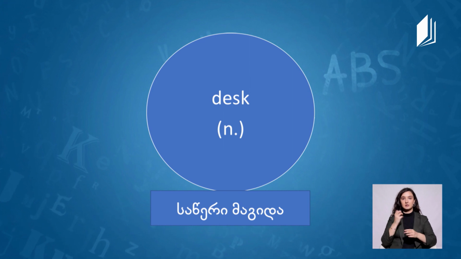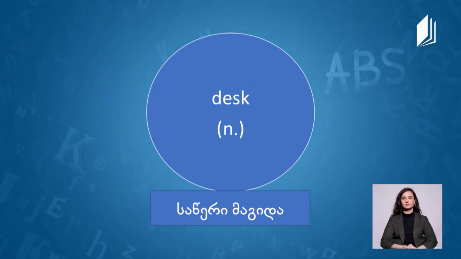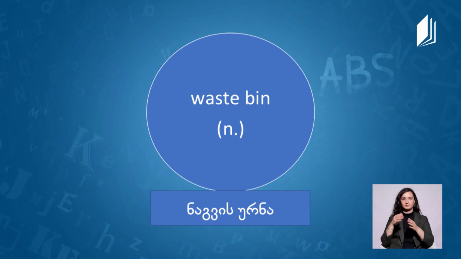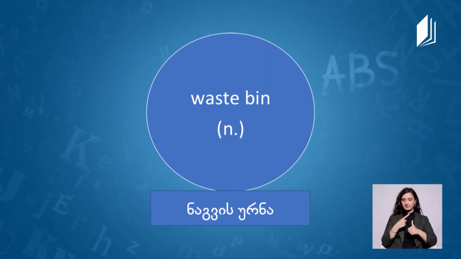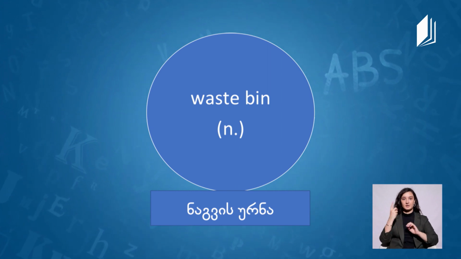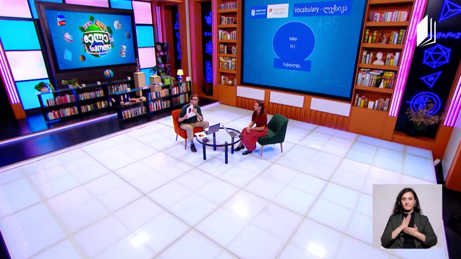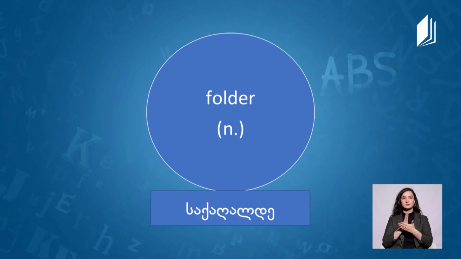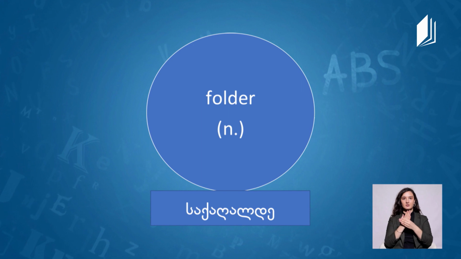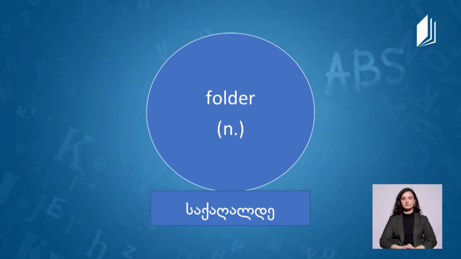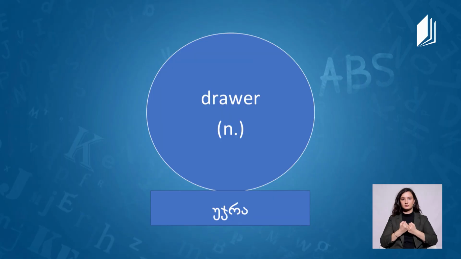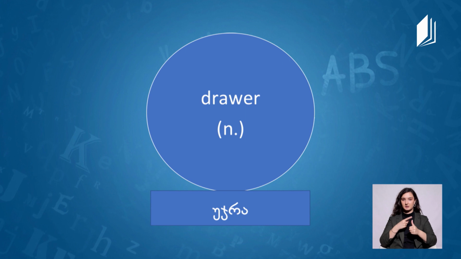One more time, desk. And next, we have waste bin. Noun. Waste bin. One more time, waste bin. And after that, we have folder. Noun. Folder. Repeat, folder. And next, we have drawer. A noun. Drawer.